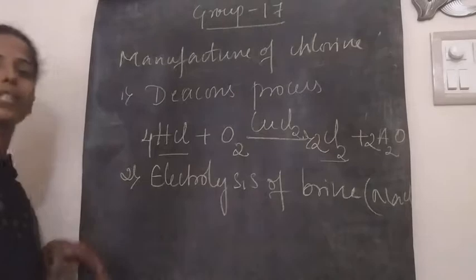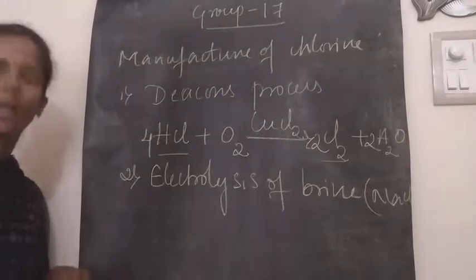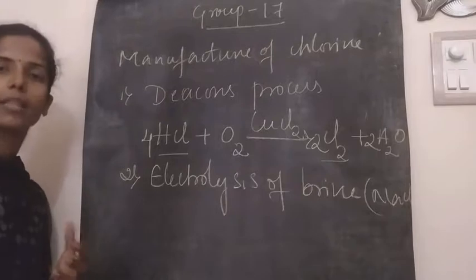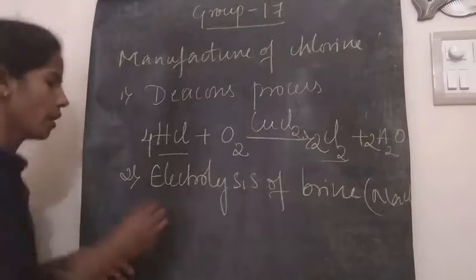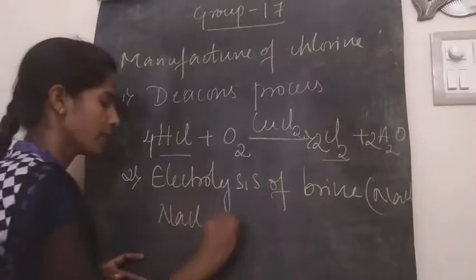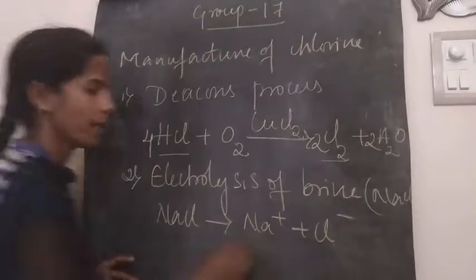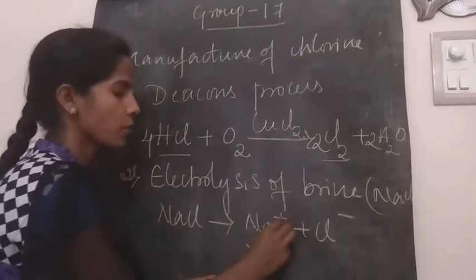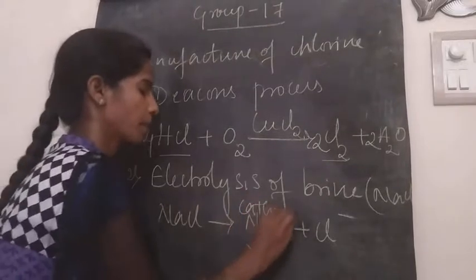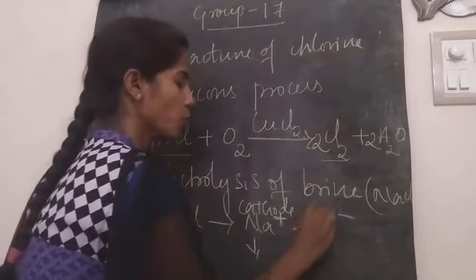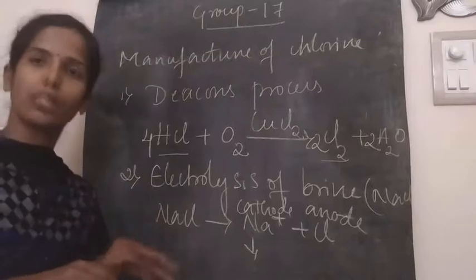NaCl solution, molten NaCl solution, we call it brine. When you electrolyze brine, that is NaCl, meaning passage of electric current in the presence of electrodes, the NaCl gives Na plus ions and Cl minus ions. The Na plus ions, being positively charged, move towards the cathode, and Cl minus ions move towards the anode in the presence of the electric field. Electrolysis setup you have already studied in electrochemistry.